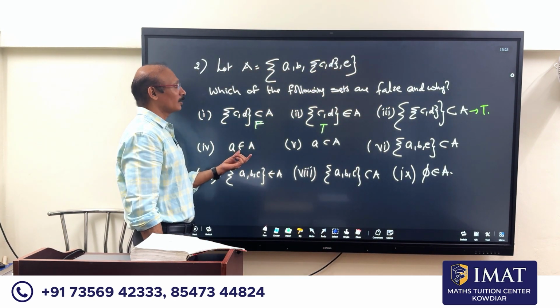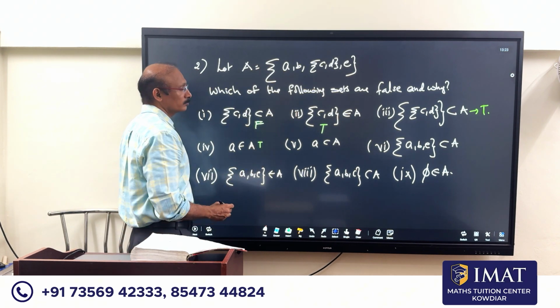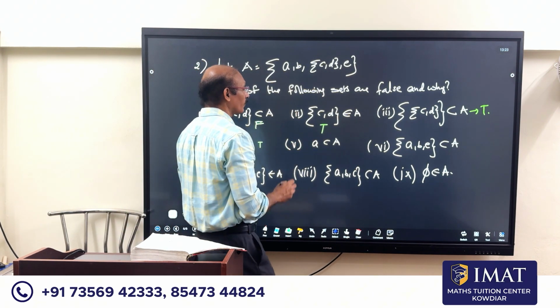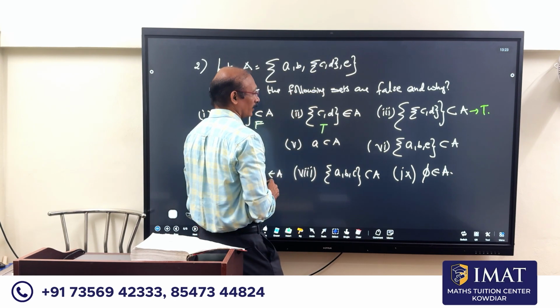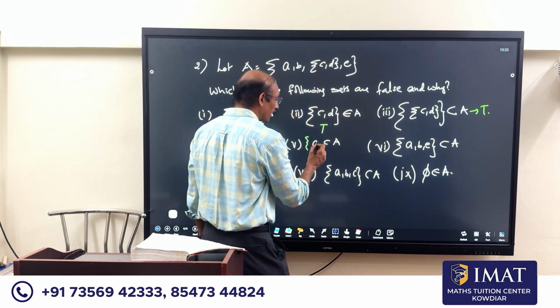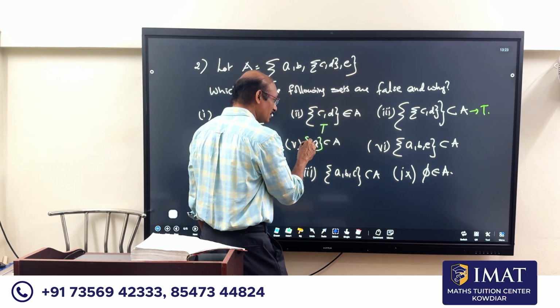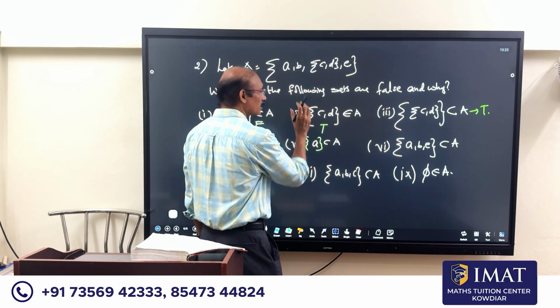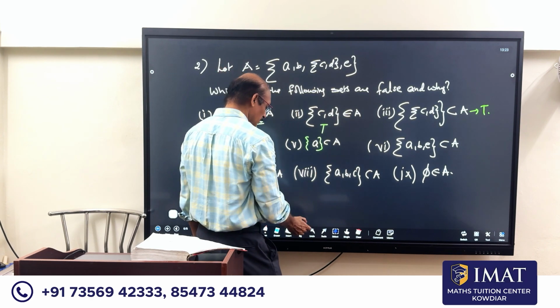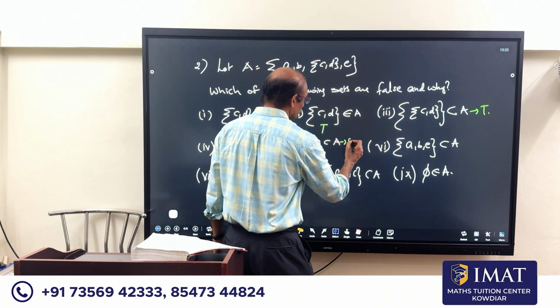A is an element of A? Yes, A is an element of A. It is true. A is a subset of A? No, A is an element of A. Suppose you want to make it a subset, you should have a curly bracket for it. Now it becomes a set, and in this set there is an element A which is here. So you can say it is a subset. Otherwise, it is not a subset. So here it is false.